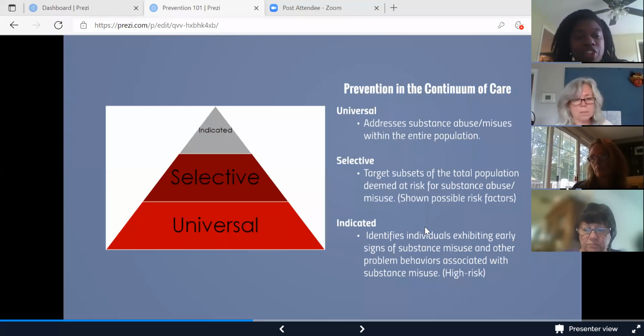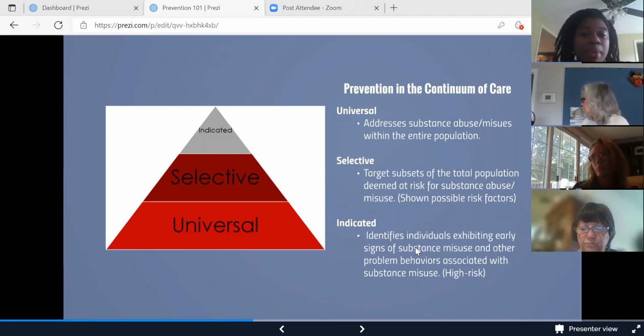Next stage. So prevention, as I said before, is divided into three subcategories. You have universal, selected, and indicated. As you can see at the bottom, universal is going to be your largest category. So universal would be the assessment of an entire population. For example, the city of Hartford could be a universal population because we are looking at the prevention and addressing of substance abuse and misuse within that entire population.